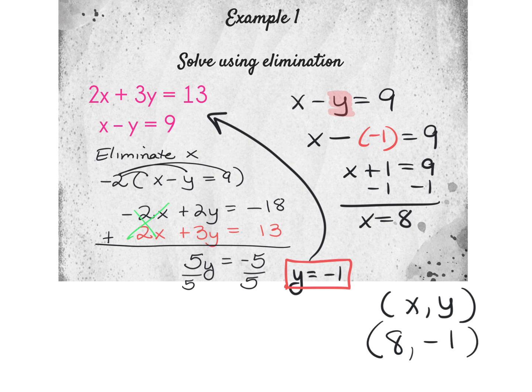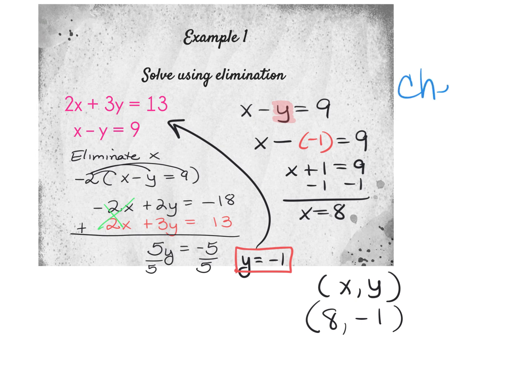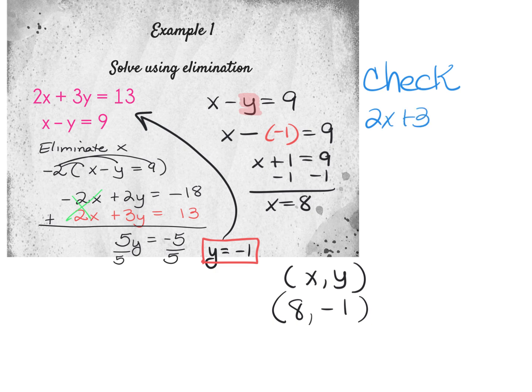Now remember, once you do this, you can plug it back in and see if it works. I highly recommend that you do the check if you've got the time. The way that you're going to do the check is you're going to take both equations, 2x plus 3y equals 13. I'm going to plug in 8 and negative 1, the 8 for the x, then negative 1 for the y, and then I'm going to simplify.